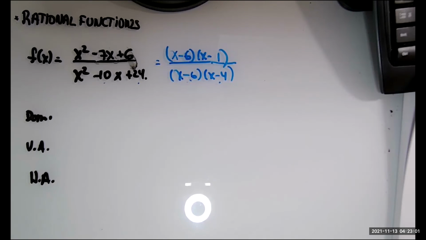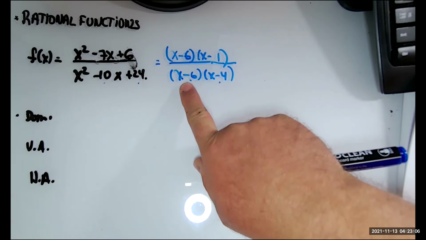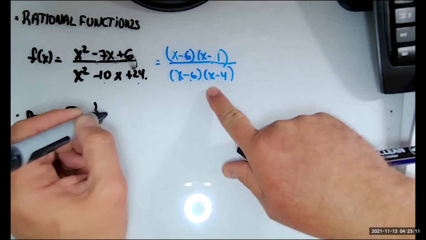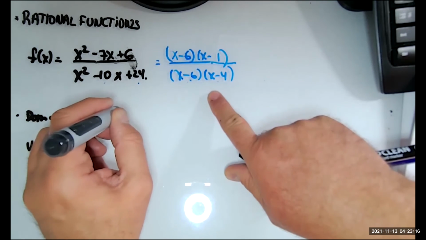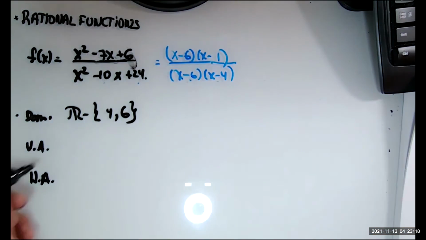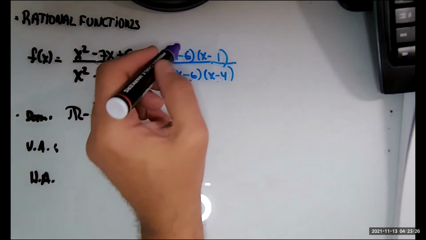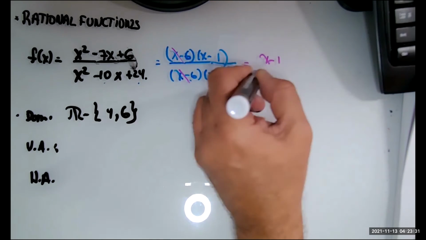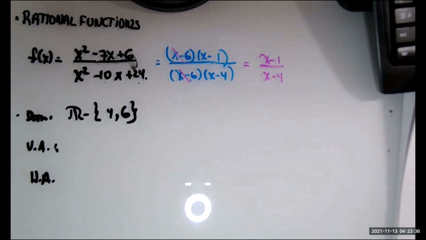So now that we have everything factored out, let's look at the domain. We need to avoid positive 6 and positive 4. Those are the two zeros. So all real numbers except when x equals 4 and when x equals 6. The VAs: can we simplify anything in the original function? Yes, indeed, x minus 6 over x minus 6. So in its lowest form, it will be x minus 1 over x minus 4.